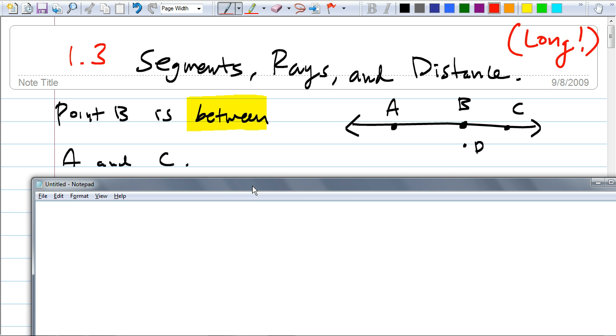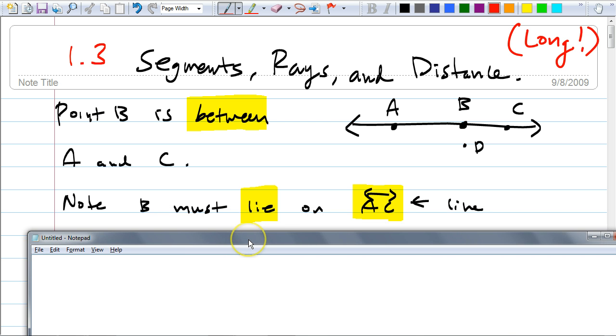So when I say point B is between A and C, it actually means this: B must lie on the line AC. Let's see if this makes sense. So it doesn't make any sense. But what about here? Is D between A and C? You see the point D there? Isn't that between two points there?